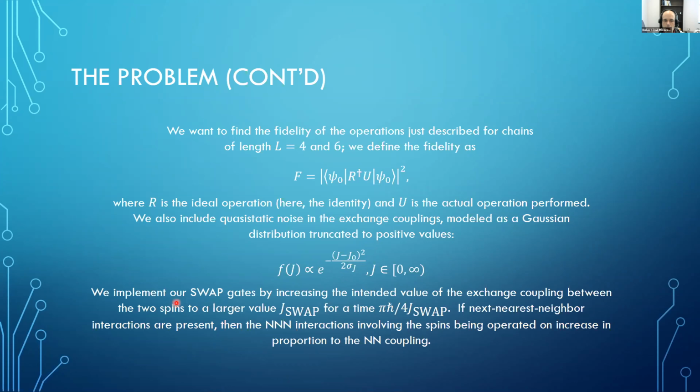Now, to implement our swap gates, what we do is basically what I described earlier: we increase the nearest neighbor exchange coupling between the two spins that we want to perform the swap operation on to some larger value that I denote by J swap, and then hold that value for a time pi h bar over 4 J swap. And if we have next nearest neighbor interactions present, then these next nearest neighbor interactions involving the spins being operated on will increase in proportion to the nearest neighbor coupling.